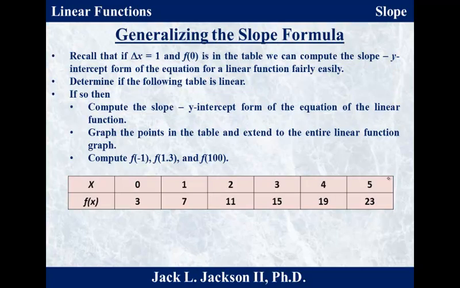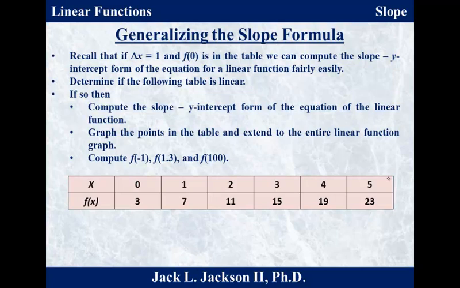Now here we have basically an arithmetic sequence, although it could be just part of a continuous linear function, which is the way we're going to think of it here. But we can use our same techniques we learned about arithmetic sequences for this example. So remember, if delta x is 1 and f of 0 is in the table, in other words, the 0th term is there, and we're not skipping any terms in terms of a sequence, we can find the slope y-intercept form of the equation pretty easily.